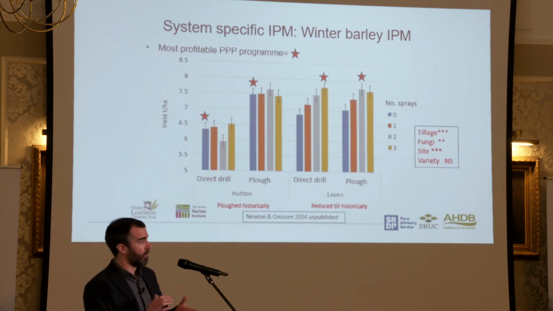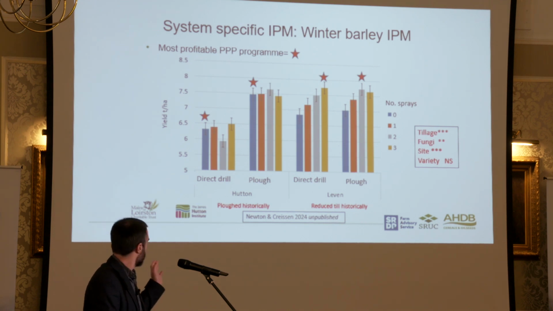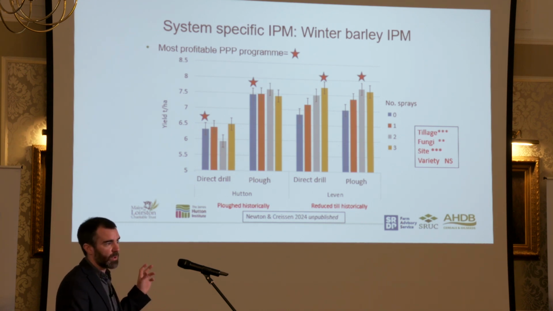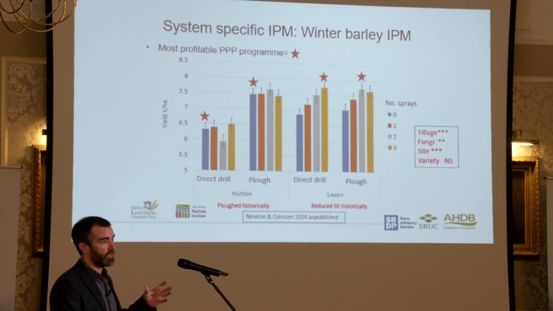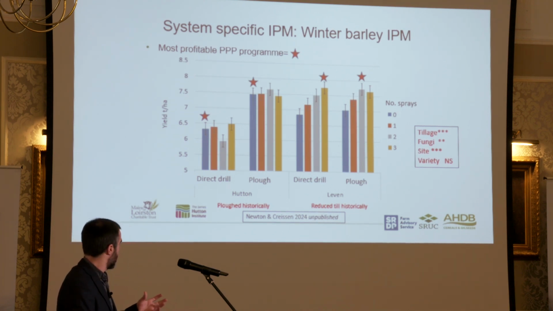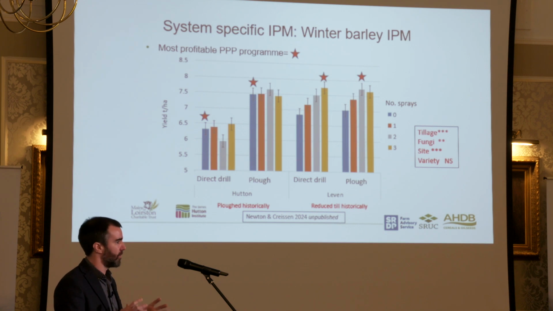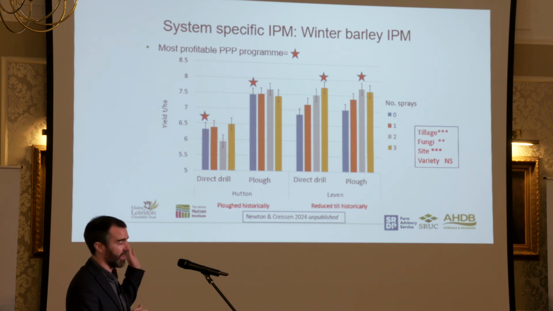So now looking at yield. I mentioned the Hutton site, which has been ploughed historically. There's a big difference between the direct drill yields and the ploughed yields, and this is not uncommon. We kind of expect this to happen for 3, 4, 5 years at least as people transition from a plough-based system to the direct drill system. Lots of things need to happen in the soil to allow for the benefits to come through. And that's what we're seeing at the Leven site as well.